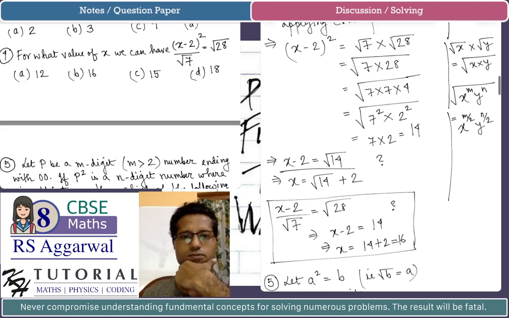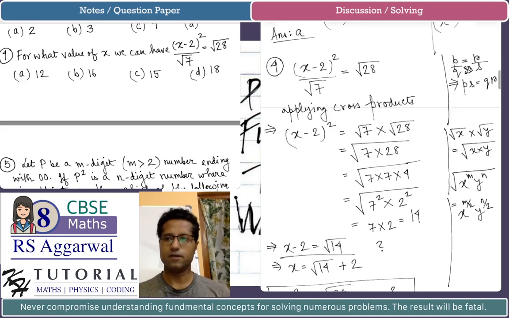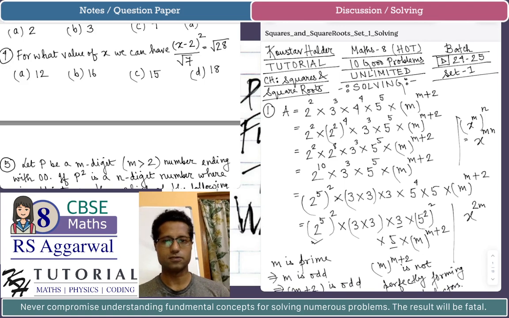controversial problem. I'm sorry, I might have done something wrong in writing the equation. I think the choices are fine. I'm sorry for this. So anyway, this brings to an end solving 10 good problems, set 1 on the chapter of squares and square roots.